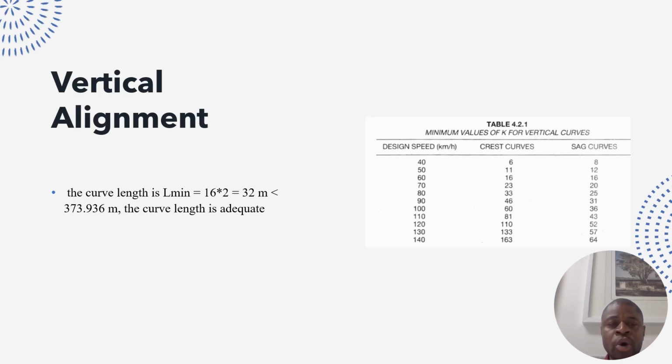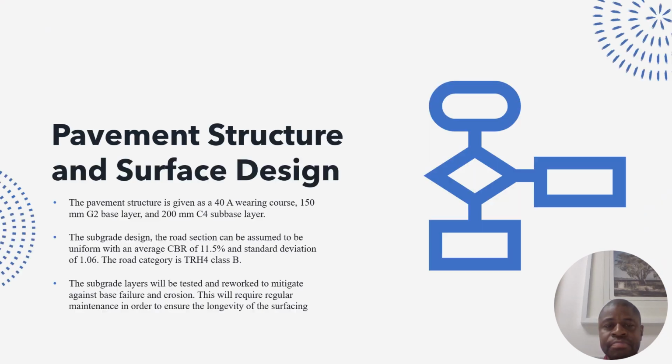Continuing on the slide for the vertical curve, the point is to illustrate that the curve length is 60. We multiply it by 2, giving us 32 meters, and 32 meters is less than 373.936 meters. So the length is adequate. We will be moving to the slide talking about the pavement structure and the surface design.